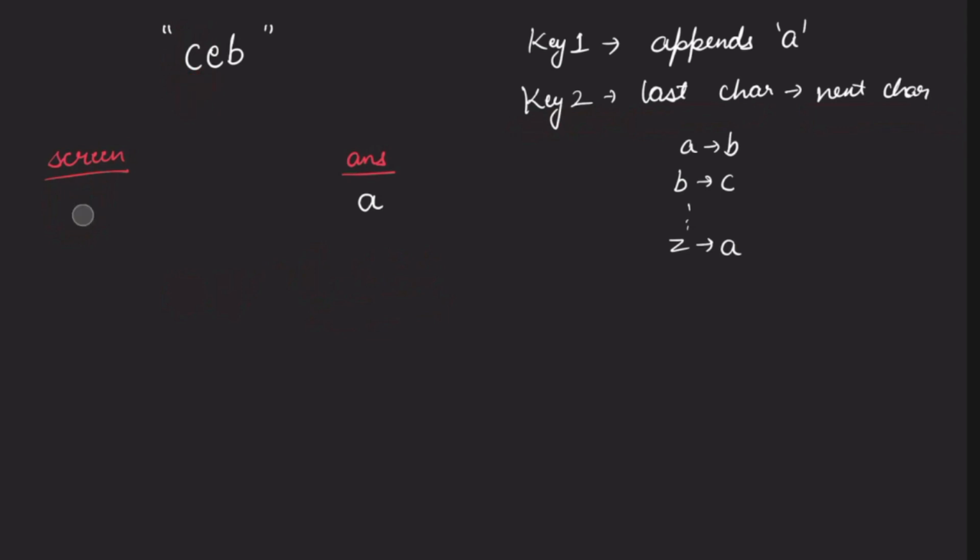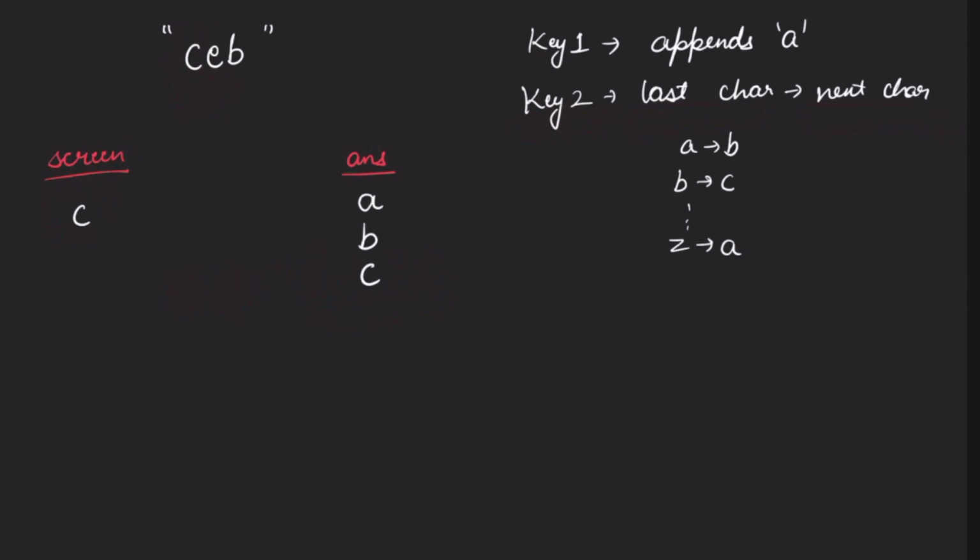So you will change A to B, right? So the next string that appears on the screen is B. Then you will change B to C. So the next string that appears on the screen is C, right? So now you have got the first character intact. Now you move on to the second character.